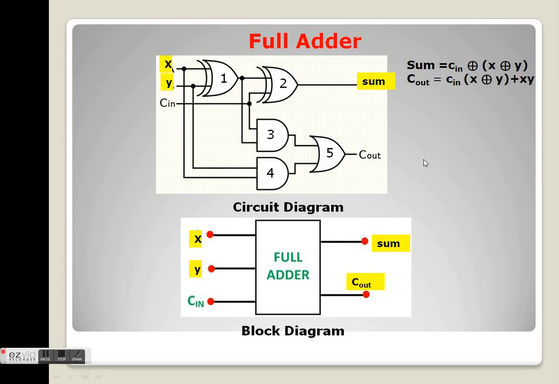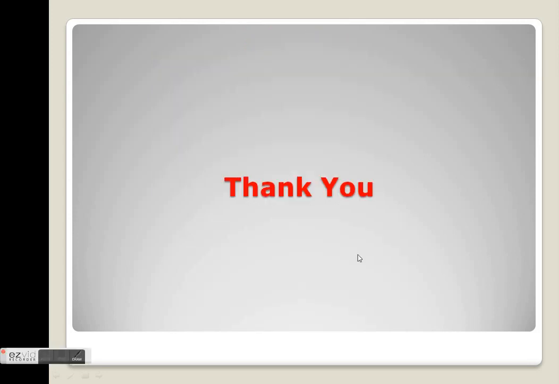In this case, we will represent the inputs and outputs for the full adder. The inputs for the full adder are X, Y, and C in, and the outputs for the full adder are sum and C out. Students, this is the end of today's lecture. I think you have understood the objectives of today's lecture, which were what are combinational circuits, what is half adder, and what is full adder.